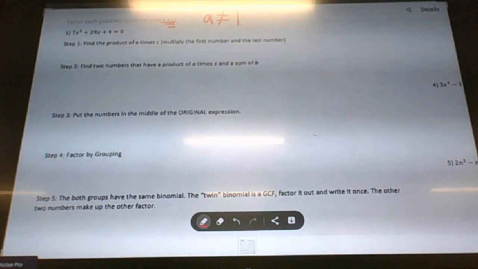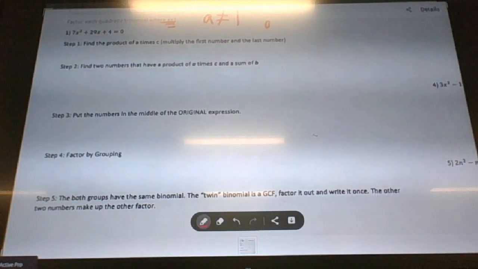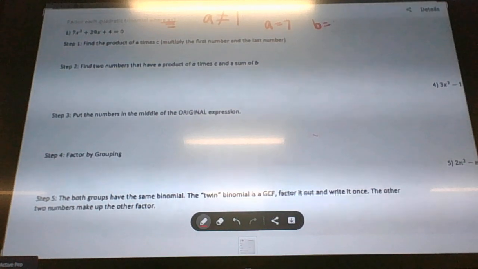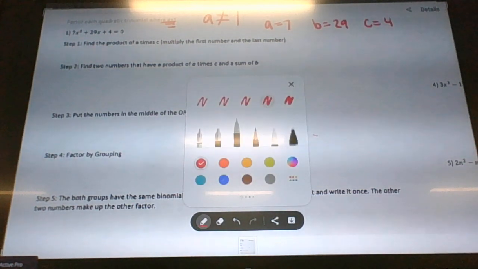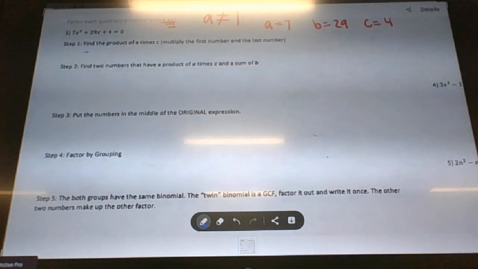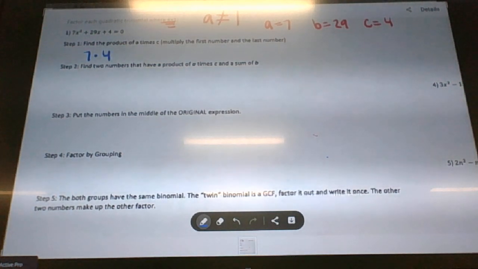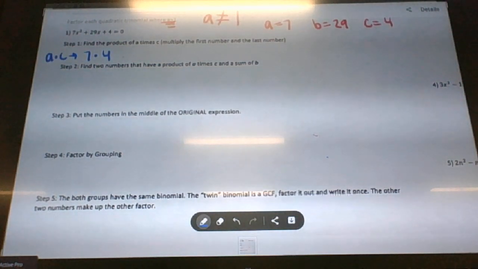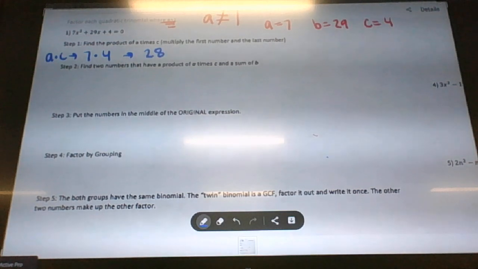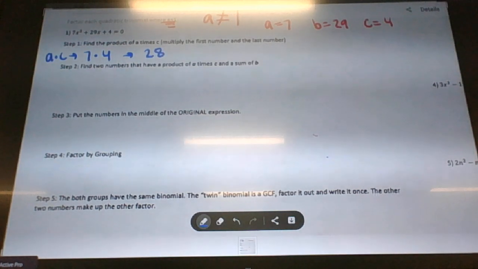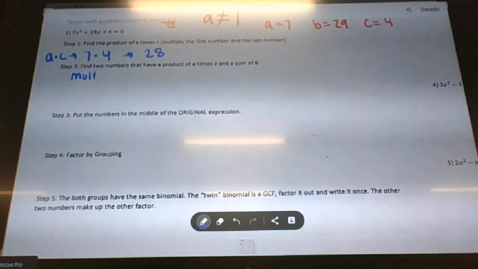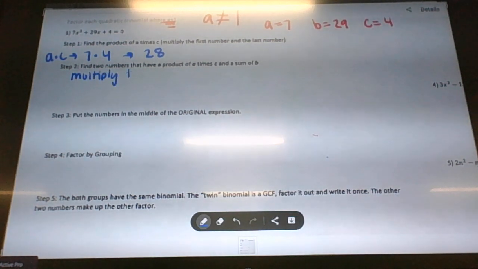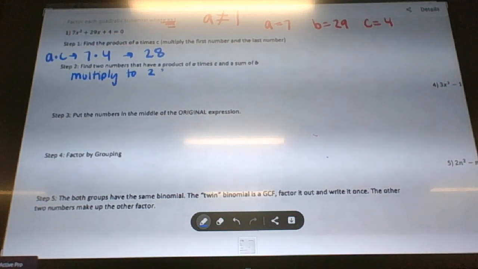Find the product of A times C. So A is 7, B is 29, and C is 4. 7 times 4 is 28. I like the number 28. It's got lots of options. So in my table, I'm going to find numbers that will multiply to 28.